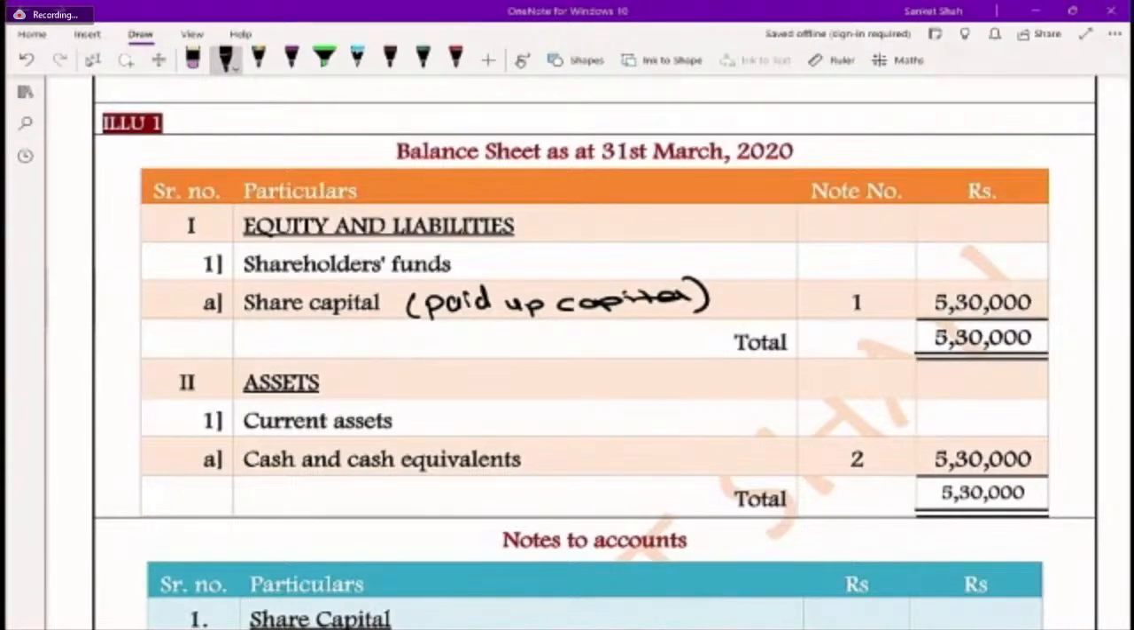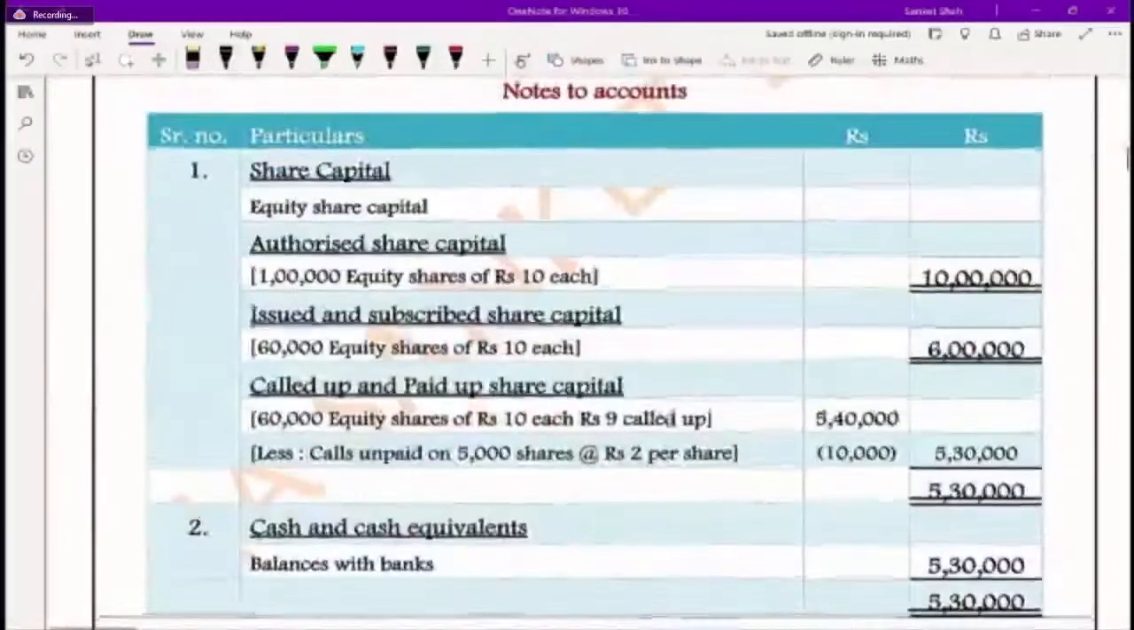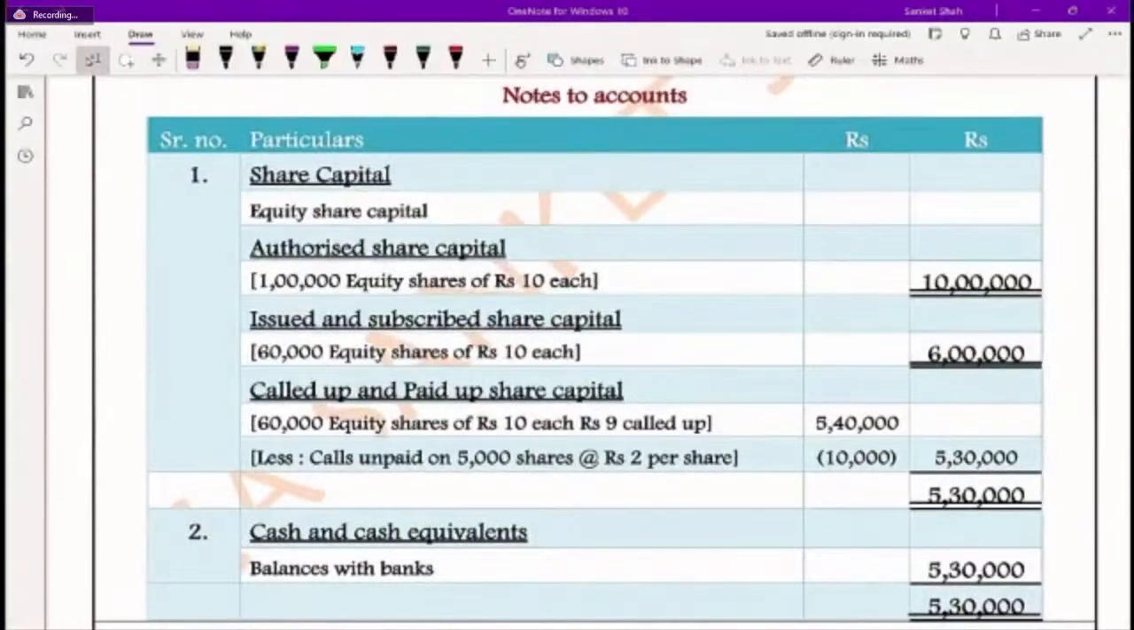Authorized is only for presentation, issued is only for presentation, subscribed is different, and called up and then paid up. So how to present it in notes to accounts? You can see here, there is a note number 1 and note number 2. So take a screenshot. Notes to accounts: you can see share capital, equity share capital, authorized, issued, subscribed and paid up capital, called up capital, and cash equivalent is the balance with banks.